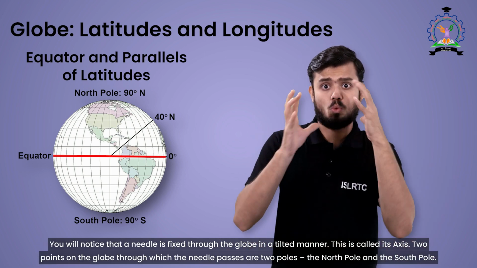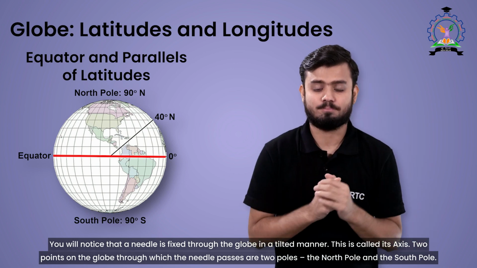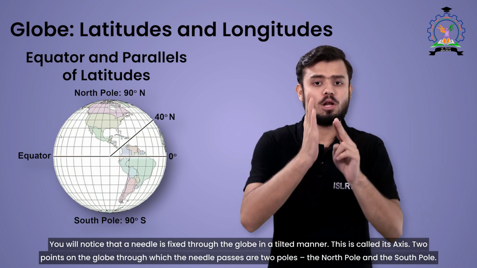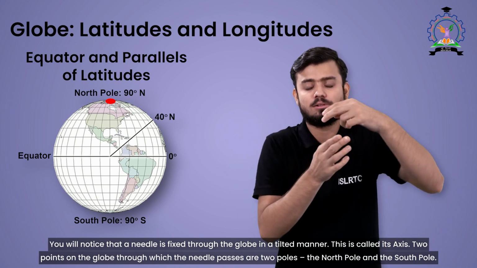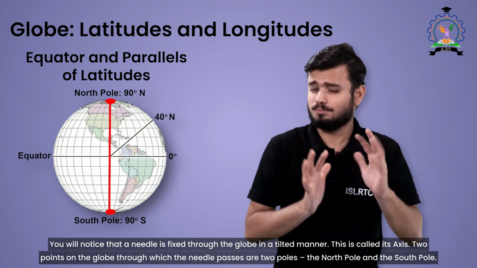You will notice that a needle is fixed through the globe in a tilted manner. This is called its axis. The two points on the globe through which the needle passes are the two poles, the North Pole and the South Pole.